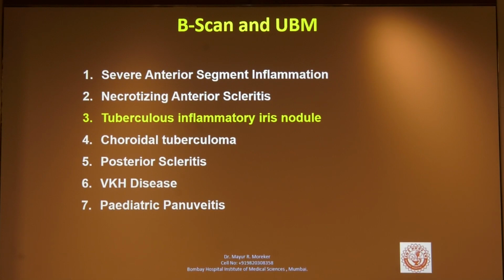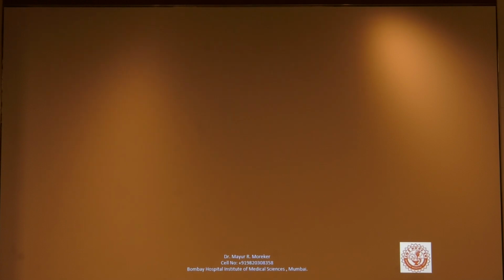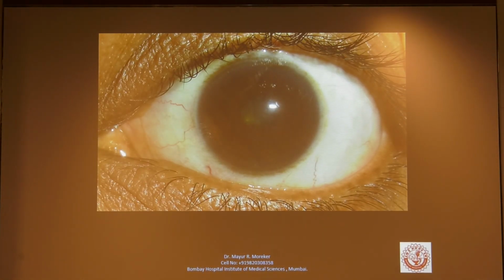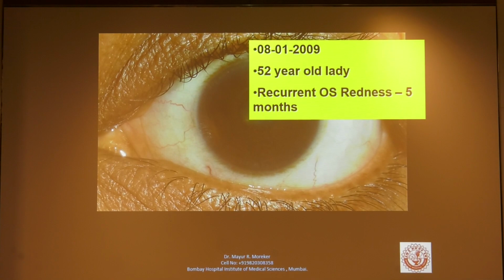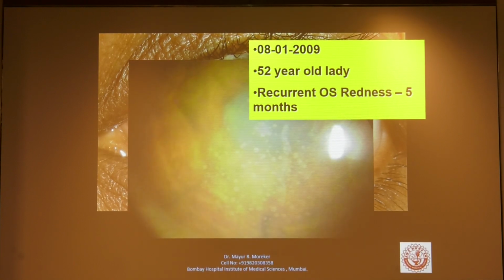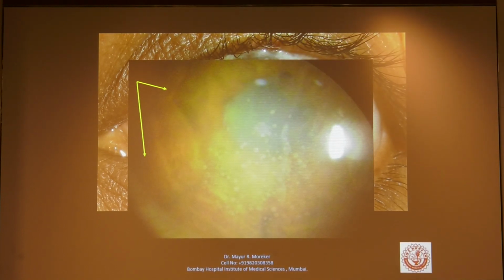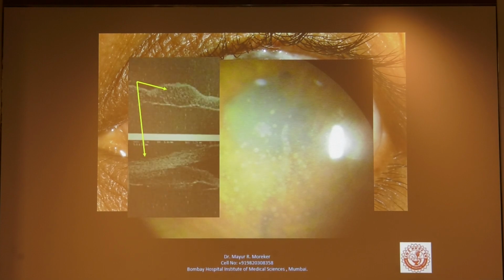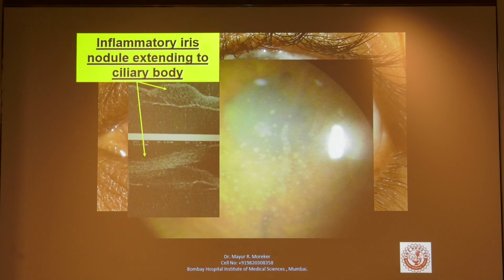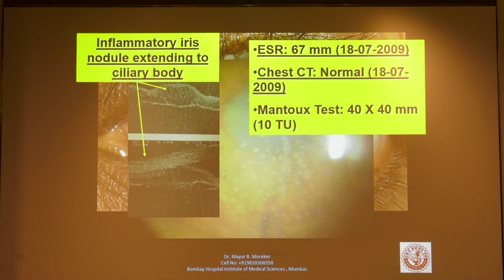This is the third case scenario, that of tuberculous inflammatory iris nodule. This is the eye of a 52-year-old lady who had recurrent redness in the left eye, 5 months duration. You can see large granulomatous KPs in the Arlt's triangle, but these are two areas where the iris appears elevated. So we requested for the UBM, and the UBM showed this picture, inflammatory iris nodule, which was extending into the ciliary body. We obviously suspected tuberculosis, requested for an ESR, which was raised.